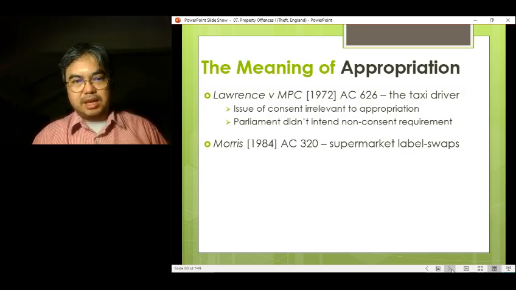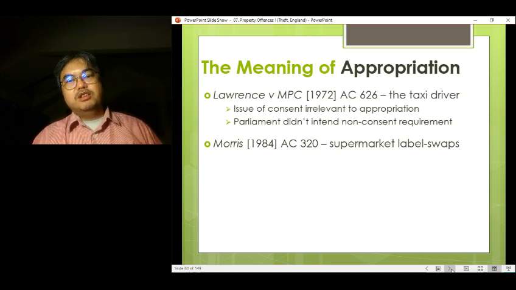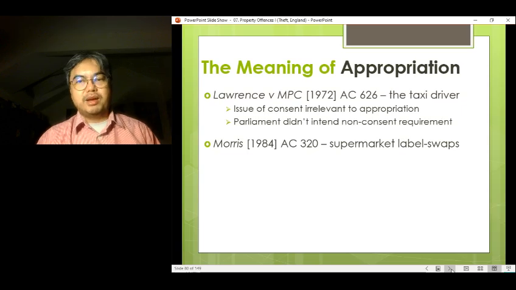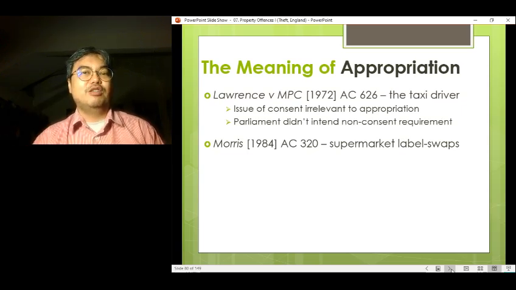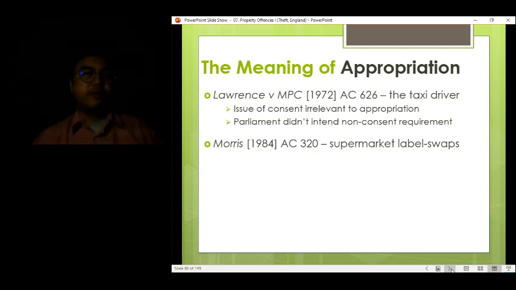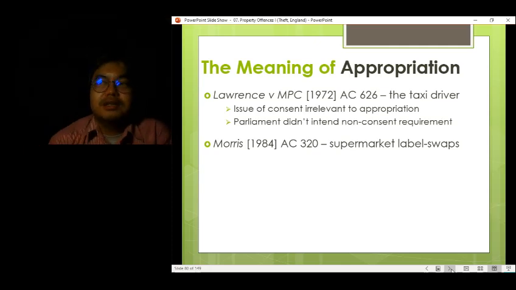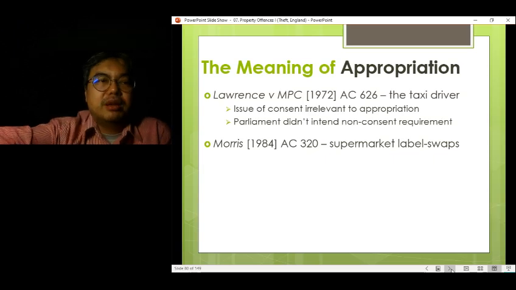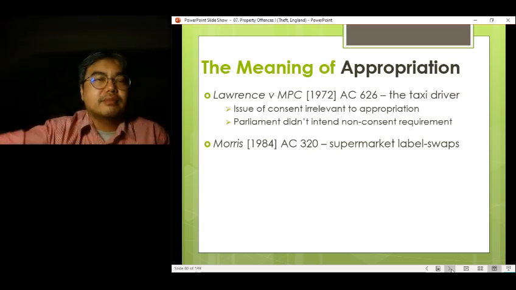Now, the next case is the case of Morris. This was a case on supermarket label swaps. This was a case where people go into the supermarket and they change the price tags in order to cheat the supermarket and to pay a lower price for a particular product.